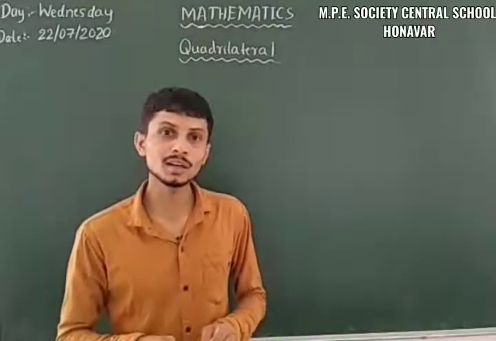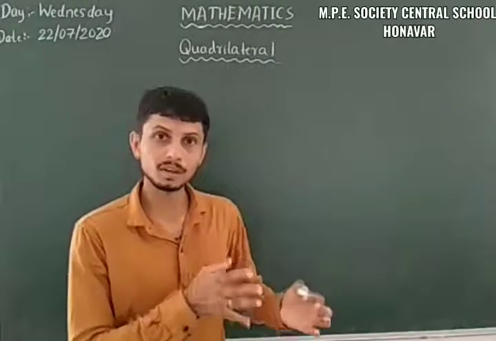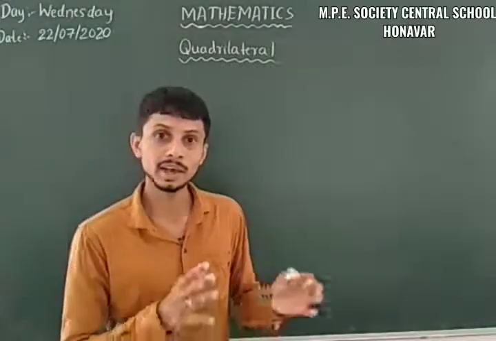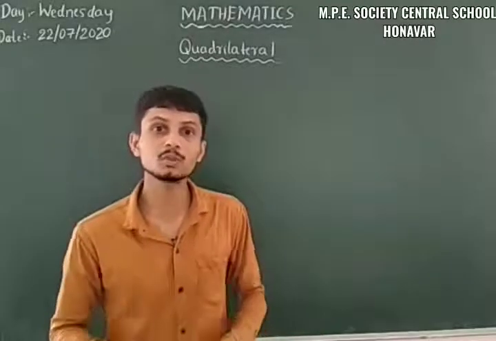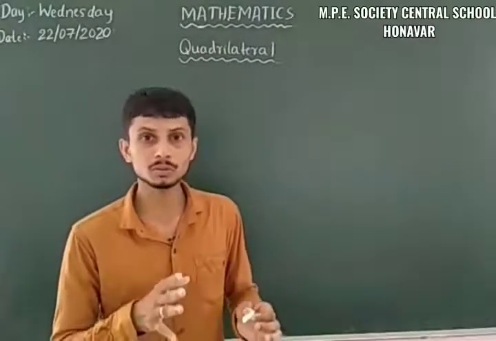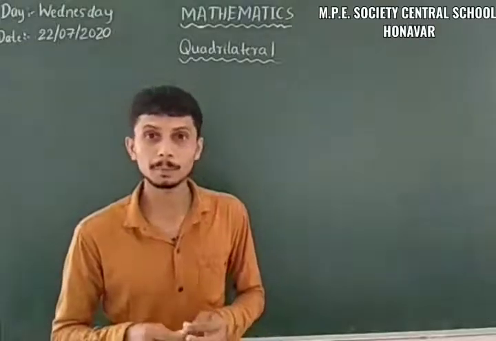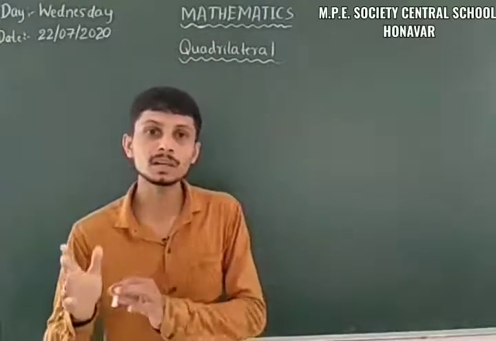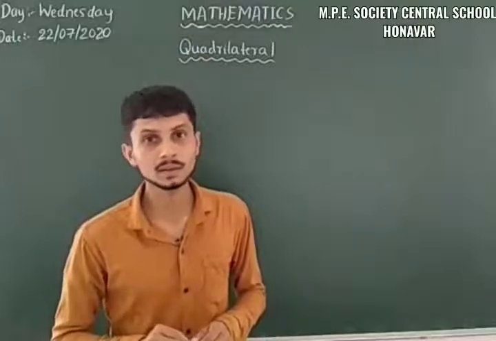So let us move on to the next topic, that is parallelogram. We already discussed kinds of quadrilateral: trapezium, kite and parallelogram. In parallelogram we have to take some of the properties. We have to discuss some of the properties with regard to sides, with regard to angles, and with regard to diagonals.